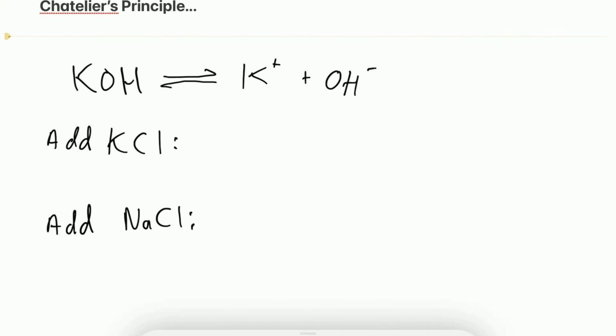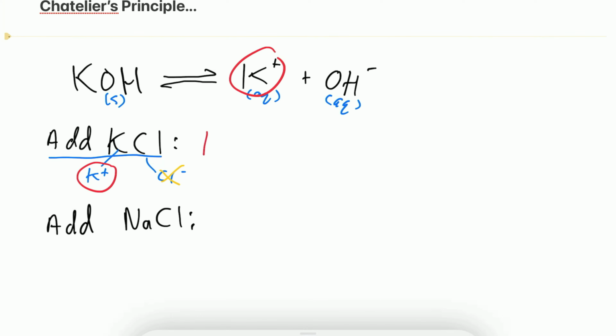So the system that we saw previously was the KOH to K+ and OH- system. And this is, of course, solid, and these two would be aqueous. And this was in dynamic equilibrium. So, the usual rules would apply. If we added KCl, well, KCl breaks down into K+ and Cl-. This is not a common ion, so it would have no effect. But this is a common ion. In fact, it's on the product side. So it'd be like we're adding products, which would essentially favor reactants.